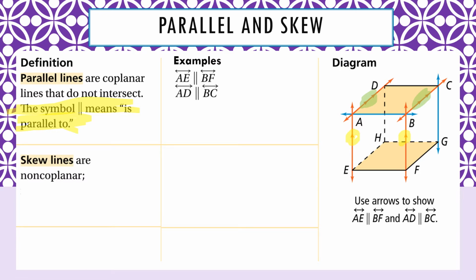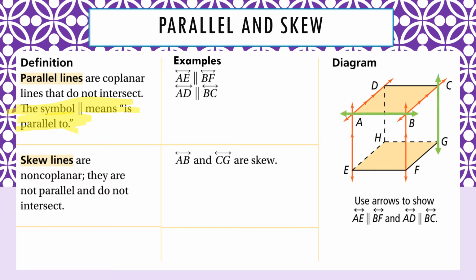Okay, skew lines. Skew lines are non-coplanar, and they are not parallel and do not intersect. So this was probably a little bit harder for you guys on the intro, but some examples would be AB and CG are skew, and those are shown by the green highlights there. They have to be not in the same plane and not parallel, okay?